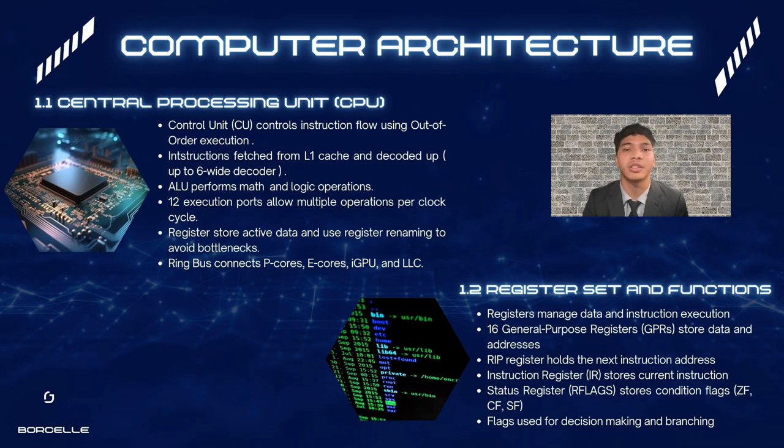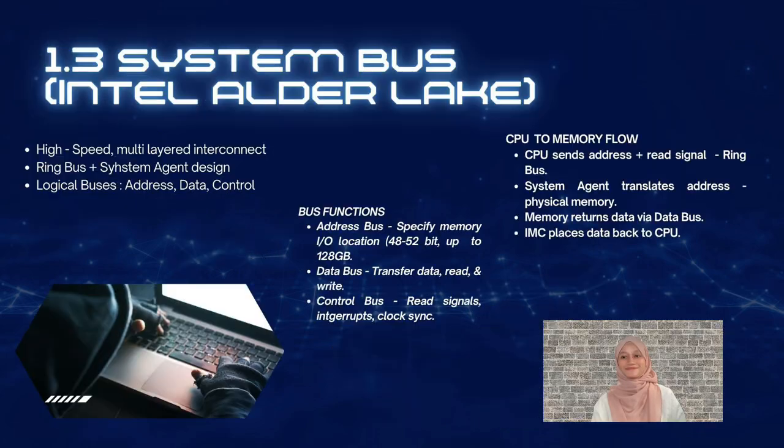Third, the instruction register, IR. This holds the current raw binary code, while the decoders break it down into micro-ops. Last, the status register, RFLAGS. This tracks the state of the processor using flags like the zero or carry flag. The CPU checks these flags to decide which path a program should take during conditional branches.